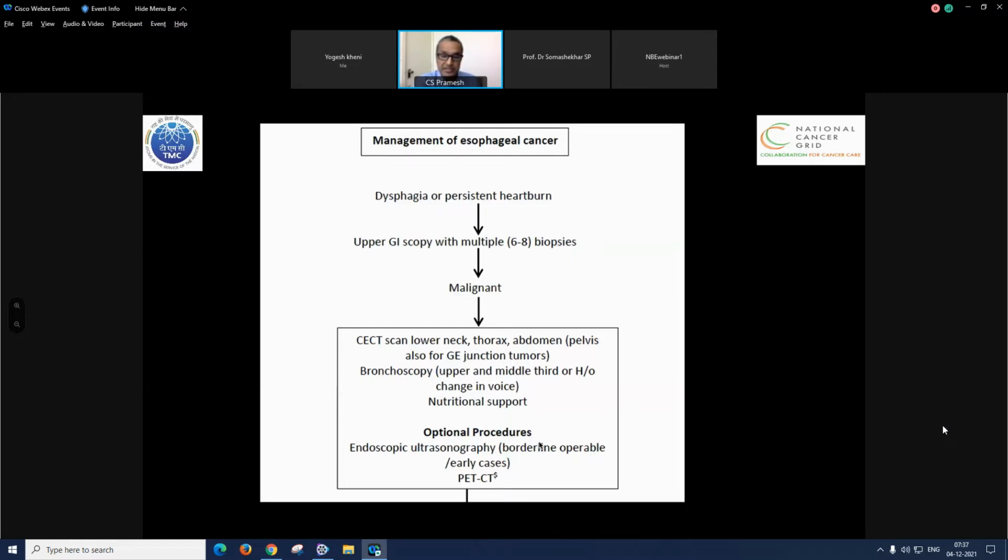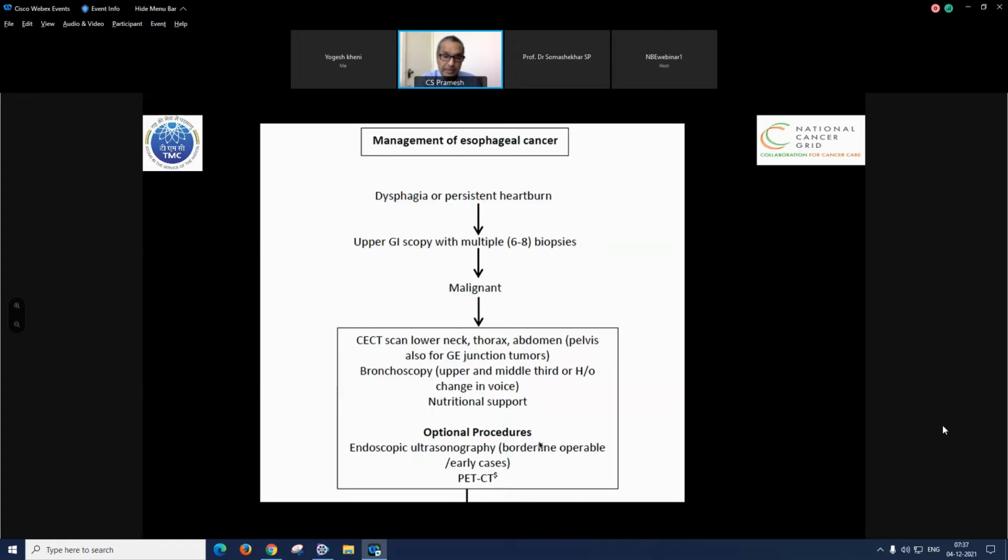And the reason I say this is that if you are ever considering upfront surgery in a patient with esophageal cancer today, you need to be sure that they are either T1 or T2 and N0. And an endoscopic ultrasound gives you these details much better than any other imaging modality.